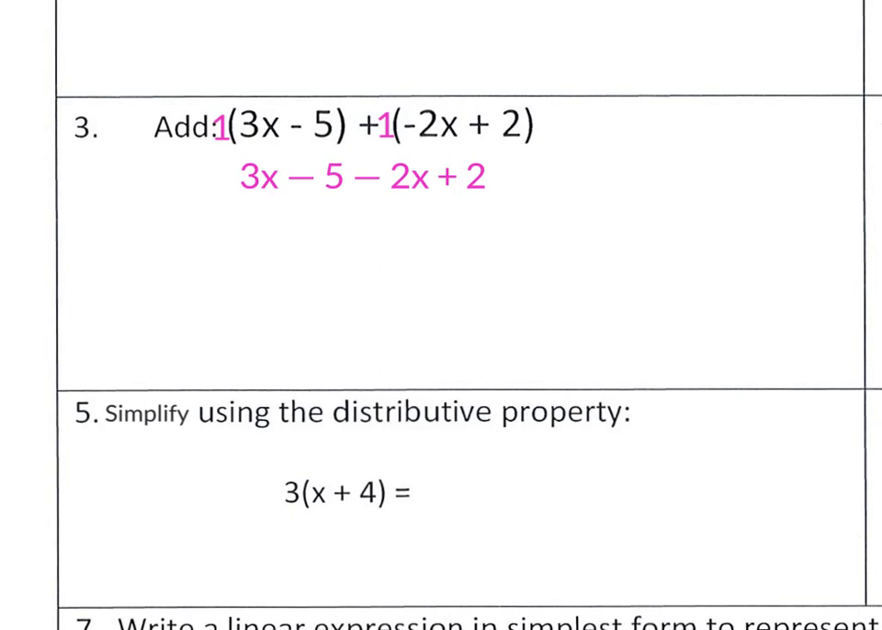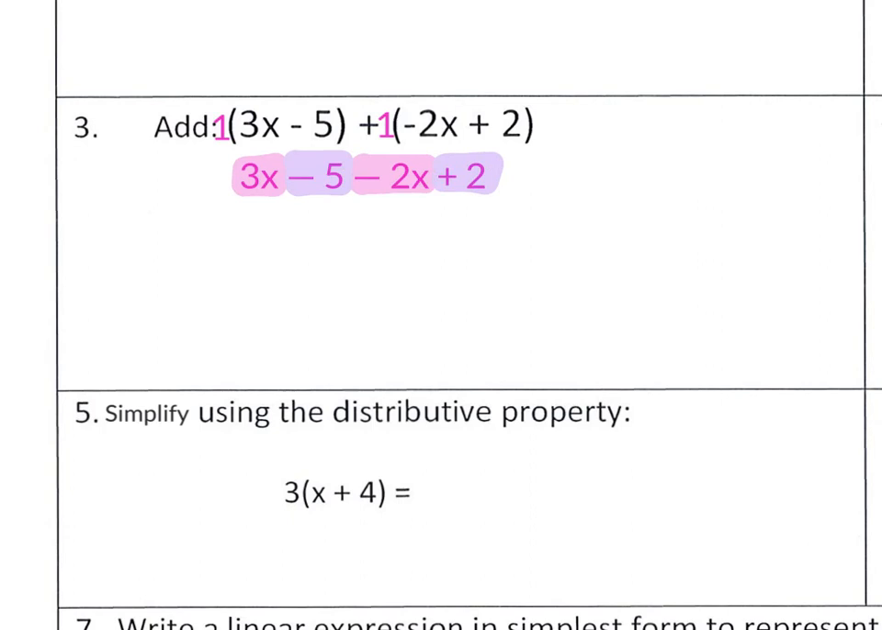Now that I am done with the parentheses, I'm going to look again just for like terms. So I have 3x and a negative 2x. Remember, I'm always looking for the variables first just to keep it in that standard form. That's why I do it this way. And then I usually do all my highlighting in one step. So then I'll do my -5 in a different color because it's a constant, and the +2 in a different color because it's a constant. And now I switch to the calculator.